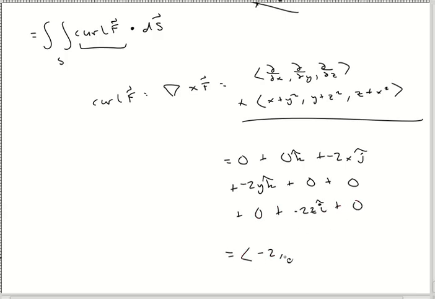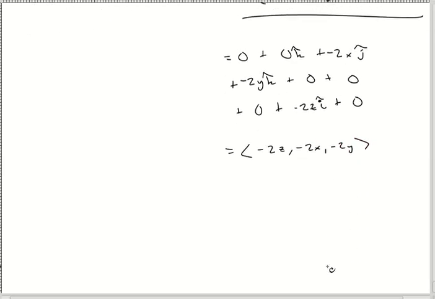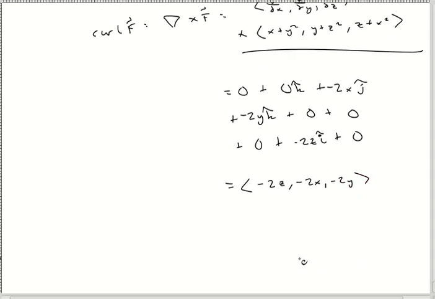And so I got negative 2z, negative 2x, negative 2y. Yep. Okay. So, that looks a little funny, doesn't it? But this is my curl F.